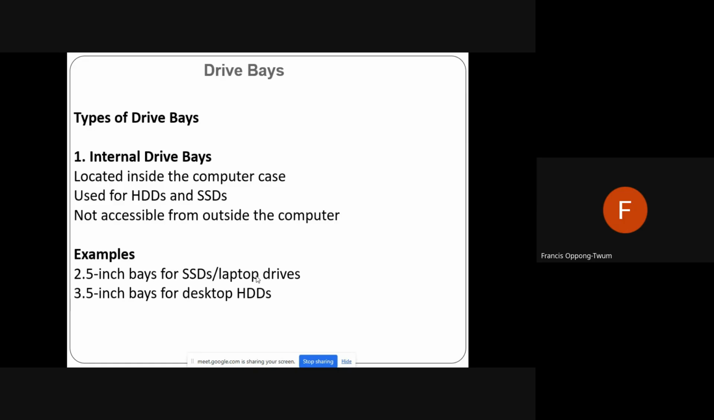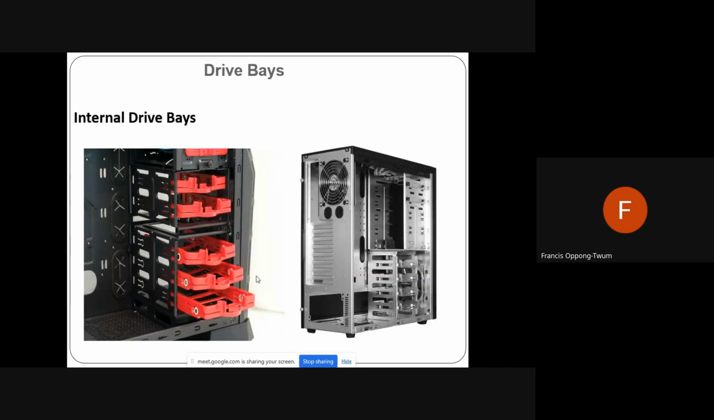So, my dear sister, I want to answer the question that you asked. It is not accessible from outside the computer. For example, the drive bays are 2.5-inch bays for SSDs and 3.5-inch bays for desktop systems. If you look at the image I have shown you, can you see this image? See that they provided additional space in which you can add additional hard drives if you want.